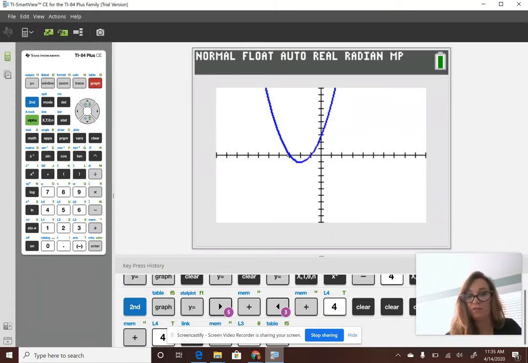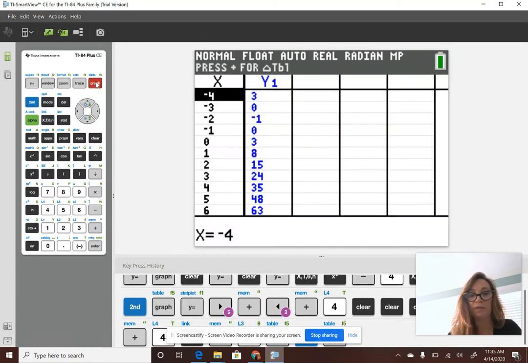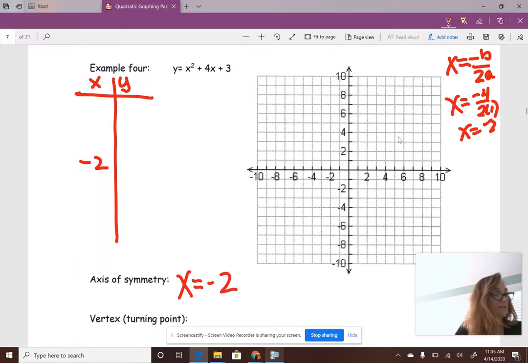You'll see that it has the 2 roots, it has the vertex, and we would put arrows on that. Okay, you can also hit second graph and look at your table. And you'll notice the symmetry around the turning point. Here's the turning point, -2, -1, and there's symmetry around it. Pretty cool. Okay, so I have -2, -1. I have -5, 8. I have -4, 3. I have -3, 0. And then all its partners.